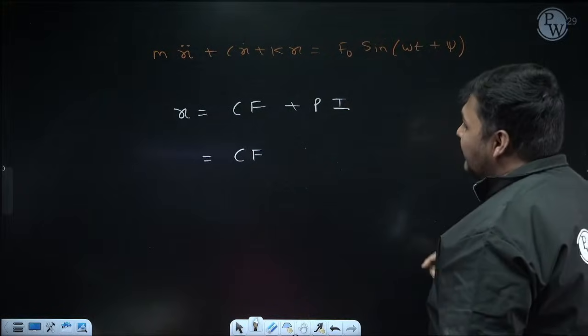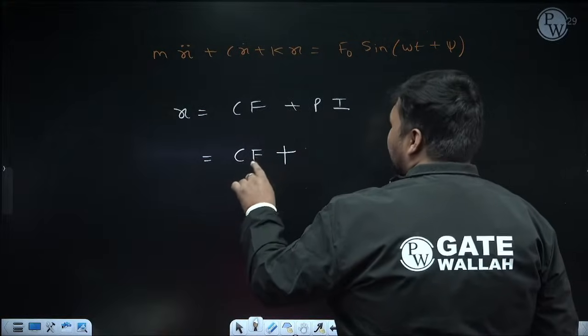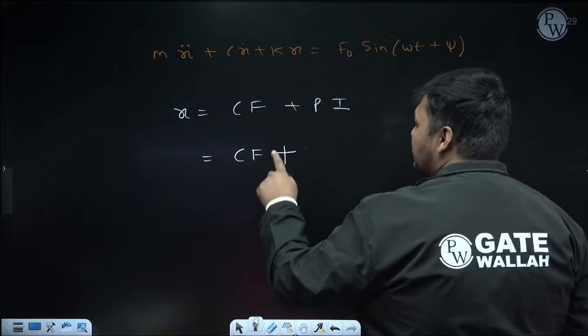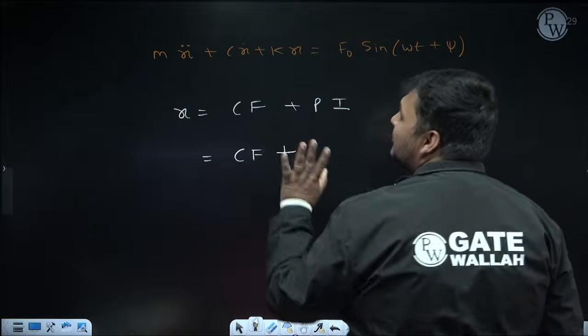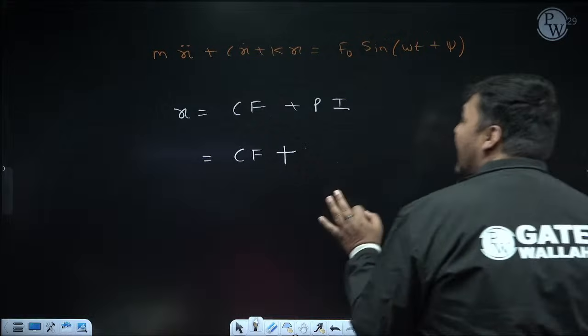But here I am writing only the expression of Pi right now. CF plus Pi. CF we know, if zeta is less than 1, it will be e to the power minus zeta omega n t sin omega d t plus phi. If zeta equal to 1 or greater than 1, it will not be periodic. But ultimately CF will reduce with time. It is 100% sure. But what about Pi? Here Pi is more important.